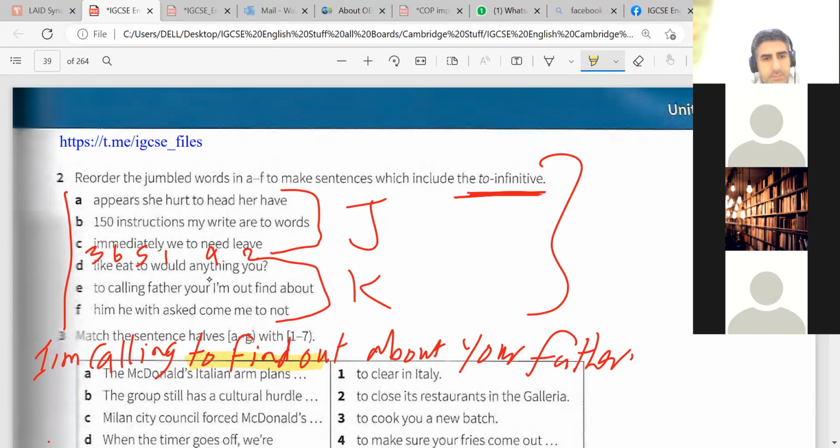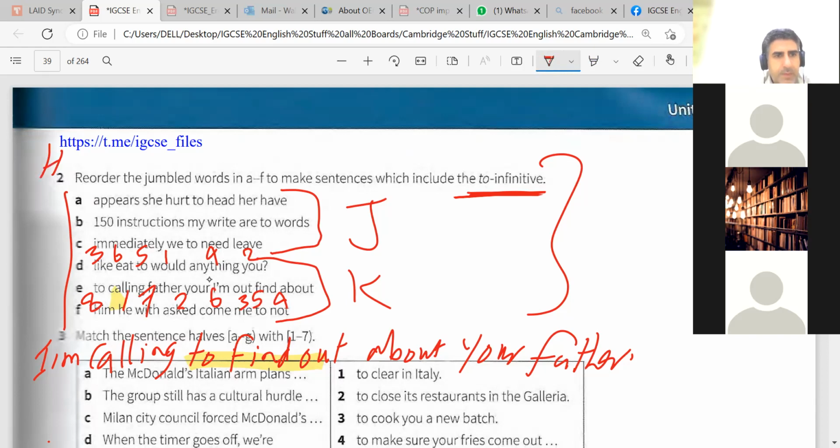He asked me not to come with him. He asked me. Okay. Yes, go ahead. Not to. Yes, not to come with him. That's it. Okay, let me write it here for you.